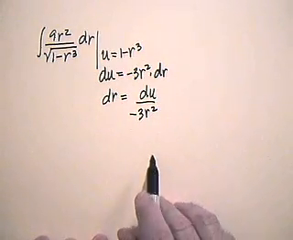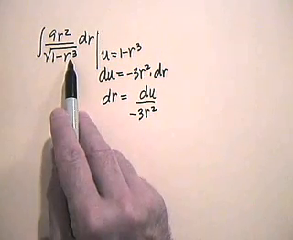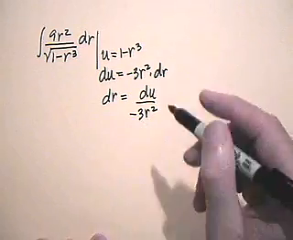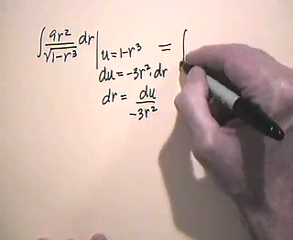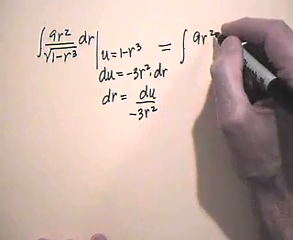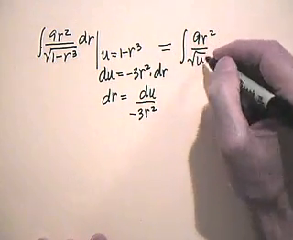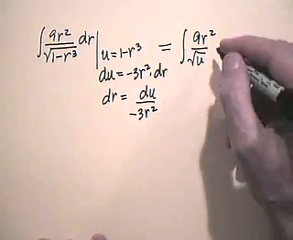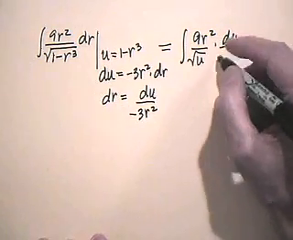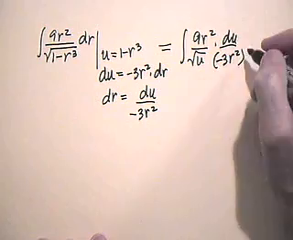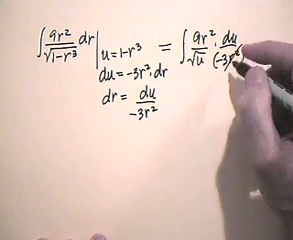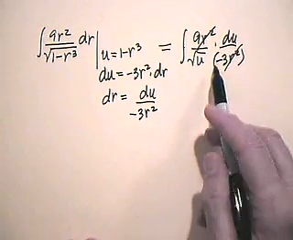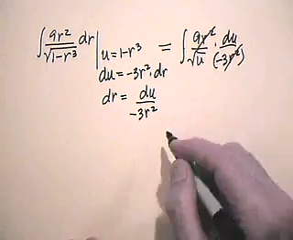dr is du divided by negative 3r squared. So now what we can do is replace the 1 minus r cubed by u and replace the dr by du over negative 3r squared. So when we do that, we get integral 9r squared divided by square root u, because the square root of 1 minus r cubed is now just square root u, and the dr is du divided by negative 3r squared. Notice what happens. The r squareds cancel out in this case, so we would say this attempt at substitution has been successful. Everything's in terms of u.